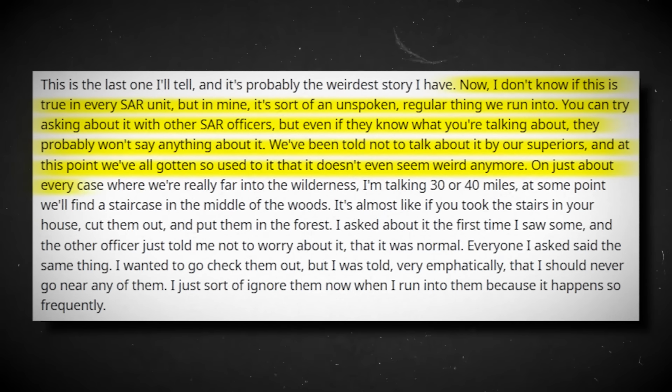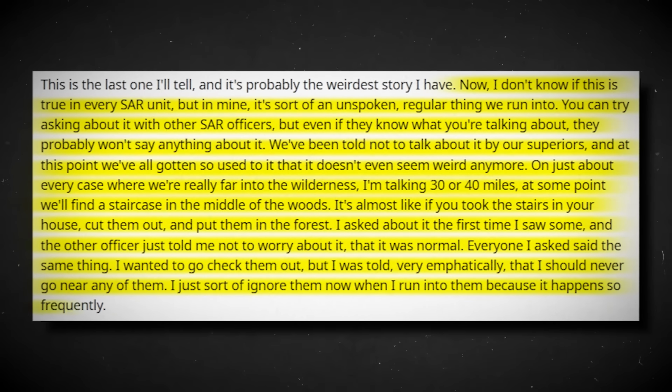On just about every case where we're really far off in the wilderness, I'm talking 30 or 40 miles, at some point we'll find a staircase in the middle of the woods. It's almost like if you took the staircase in your house, cut them out, and put them in the forest. I asked about it the first time I saw some, and the other officer just told me not to worry about it, that it was normal. Everyone I asked said the same thing. I wanted to check them out, but I was told very emphatically that I should never go near any of them. I just sort of ignore them now when I run into them, because it happens so frequently.